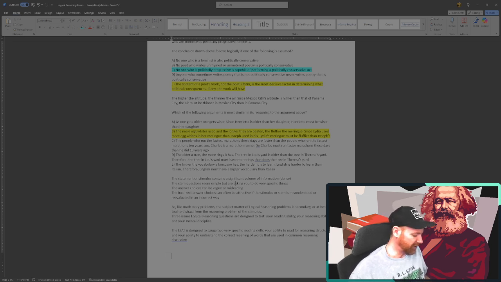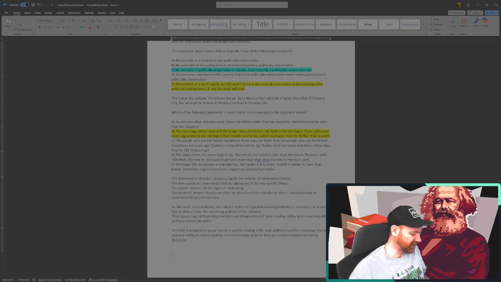The people who run the fastest marathons these days are faster than the people who ran the fastest marathons 10 years ago. Charles is a marathon runner, so Charles must run faster marathons these days than he did 10 years ago. None of that even follows. So, the older a tree, the more rings it has. And I talked myself out of this answer, but apparently this is the correct one. The tree in Lou's yard is older than the tree in Teresa's yard. Therefore, the tree in Lou's yard must have more rings than does the tree in Teresa's yard.